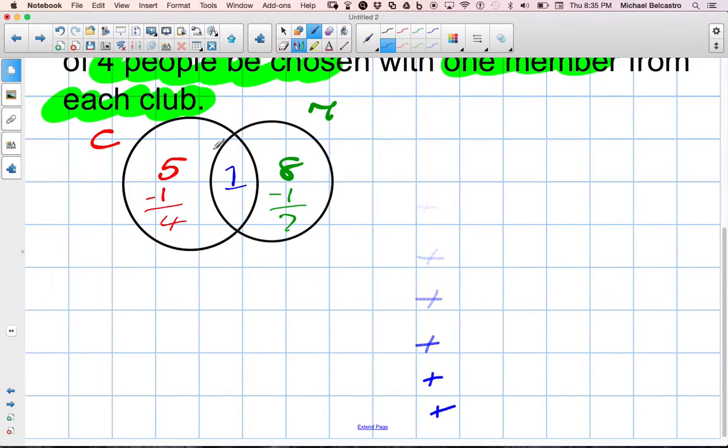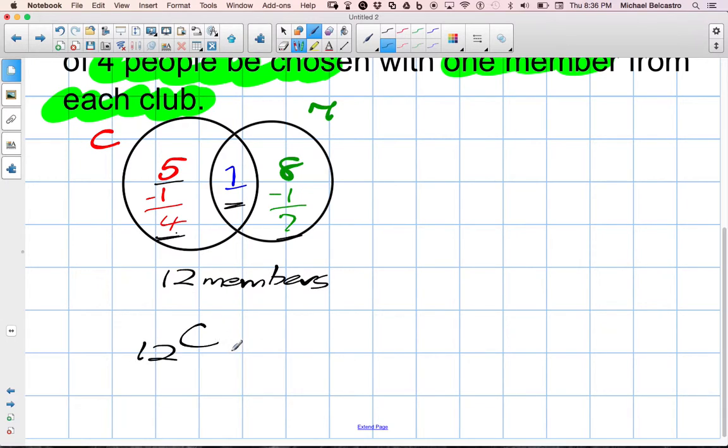So there's a total of, we had our 4, 1, and 7. 4, 1, and 7 gives us 12 people, so there are 12 members altogether. So we're asking, if we're going to build a committee out of 12, how many options are there? Well, that's the idea of choosing 4 out of 12. So 12 choose 4. How many possible options are there? So that gives us the total. That's the total number of options.